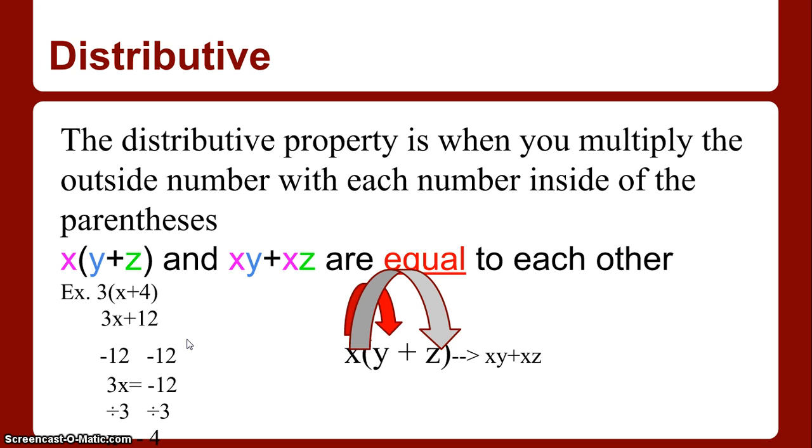The distributive property is when you multiply the outside number with each number inside the parentheses. And you have done this before too. In this example, x times the quantity y plus z is the same as x times y plus x times z. You basically distribute that number on the outside through all of the terms in the parentheses.